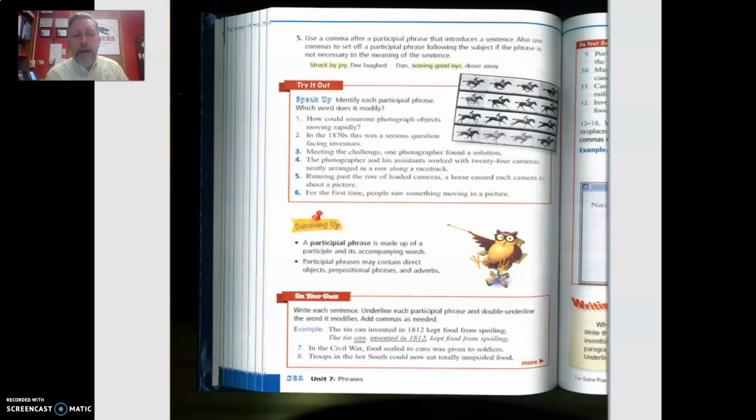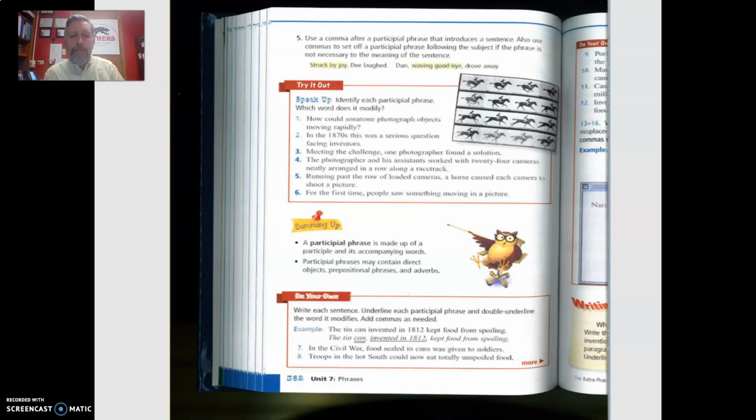Number 5, running. That's an ing word. Hey, there we go. Running past the row of loaded cameras. That whole thing's going to be the phrase. So what was running past the row of loaded cameras? I think a horse is probably doing that, right? So a horse would be the word it modifies.